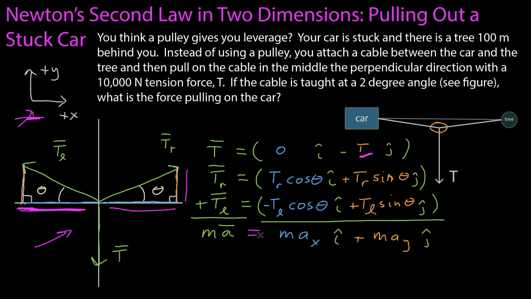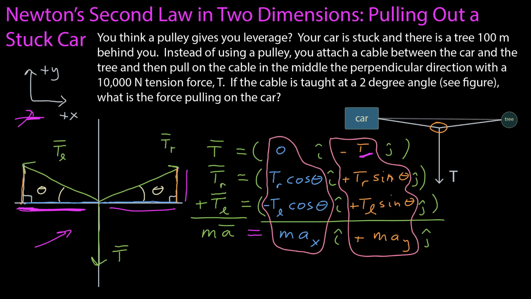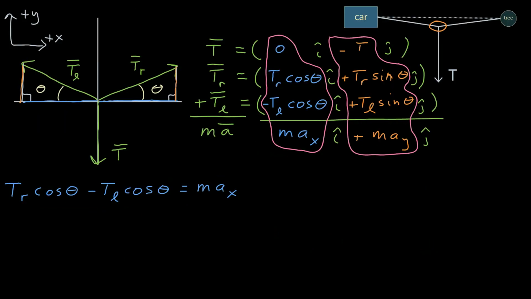The mass times the acceleration in vector form is just the mass times the x component of the acceleration, plus the mass times the y component of the acceleration. And now I can translate this vector relationship into scalar equations I can solve because the sum of all the x components is equal to the x component of ma, and the sum of all the y components of the vector forces is equal to the y component of the mass times the acceleration. Here are the x components.